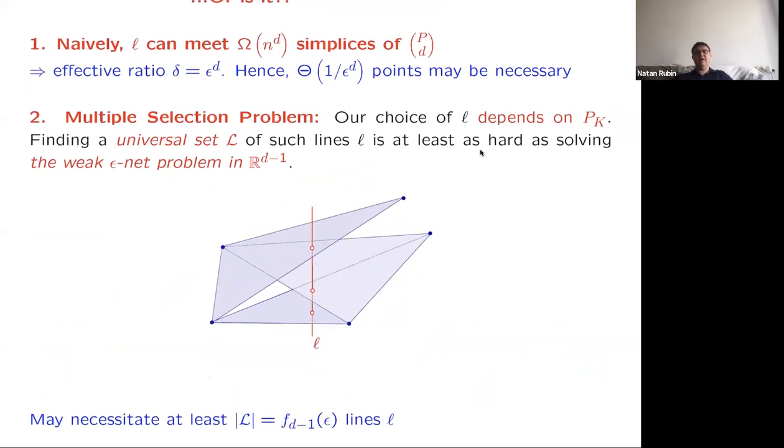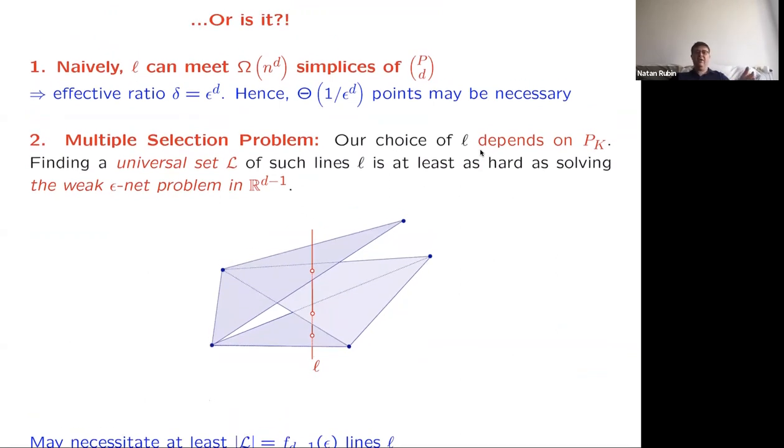However, there are two basic hurdles that we must deal with. First, the sketched reduction does not seem to be accurate. For one, we have chosen a line. So we constructed a one-dimensional delta net, but the ratio epsilon to the D is too small to obtain an improvement.